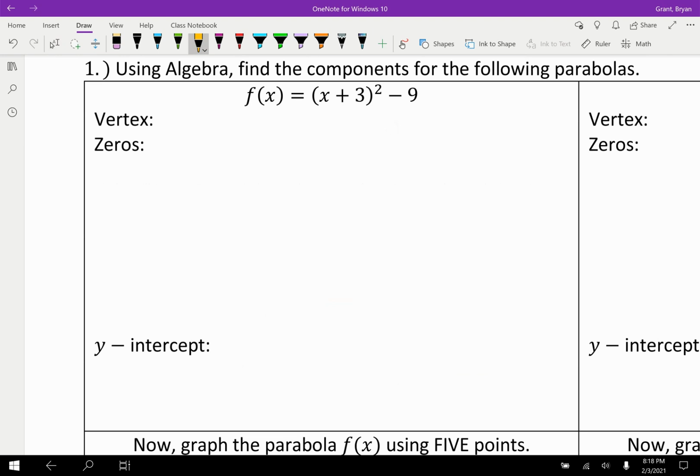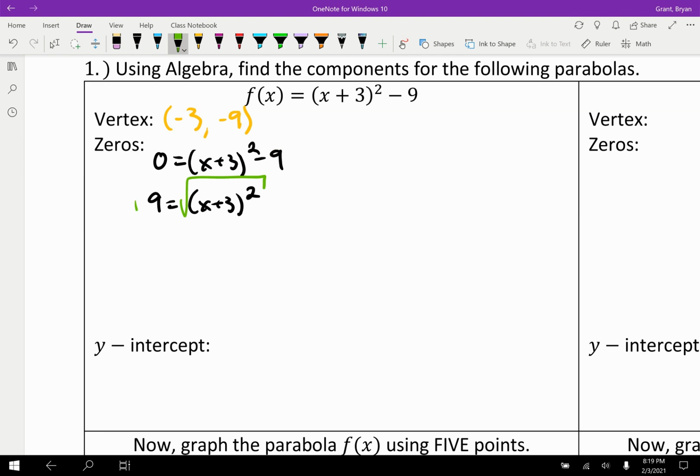All right, you're back. We're going to do this one the fastest we've done so far. Negative 3, negative 9, opposite of h. Zeros. 0 equals (x plus 3) squared minus 9. Add 9 to each side. Square root each side. Don't forget the plus minus.